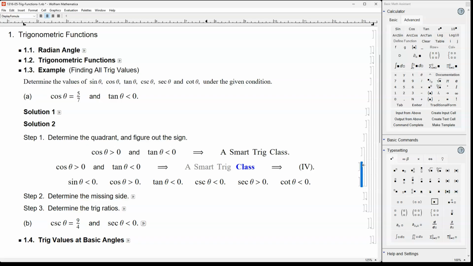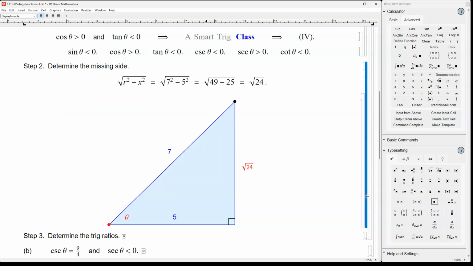And now completely forget about pluses and minuses, and draw a triangle in standard position. Forget about the coordinate axis, and determine the missing side. 5, 7, and then by Pythagorean, this is square root of 24. Alright?